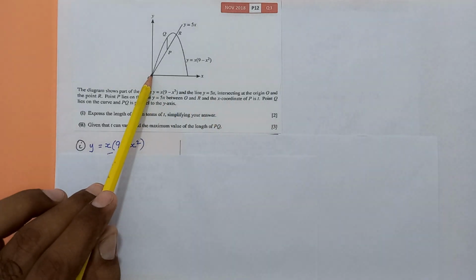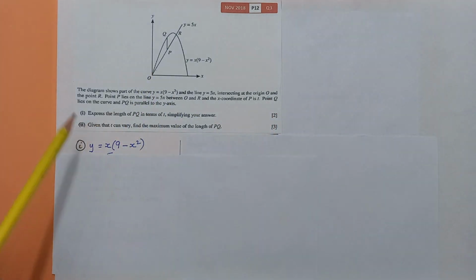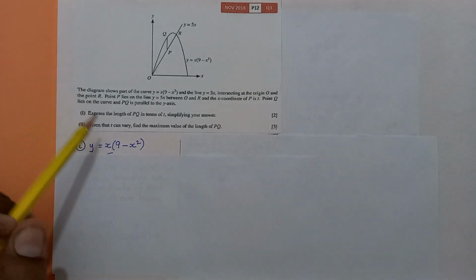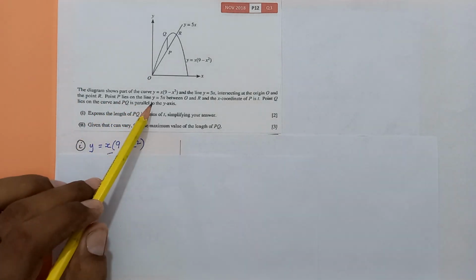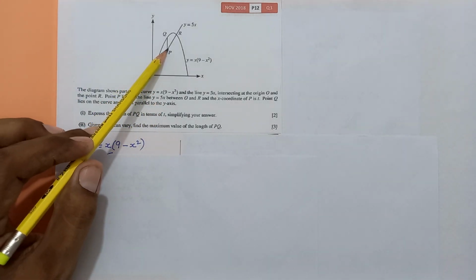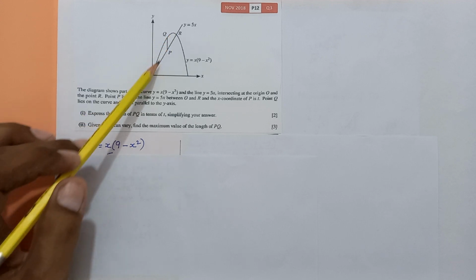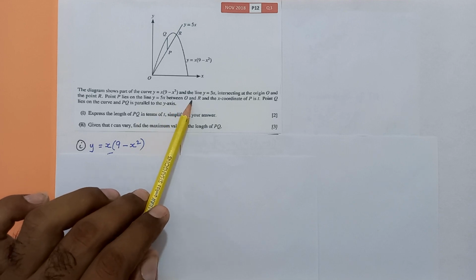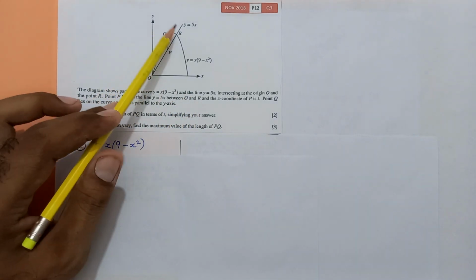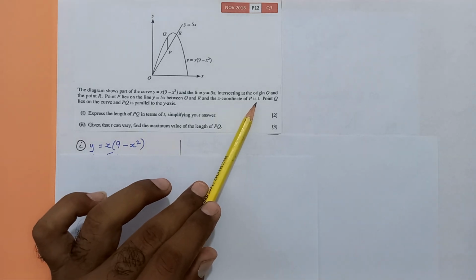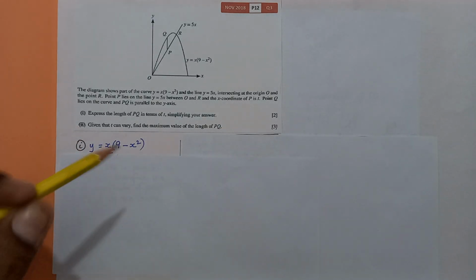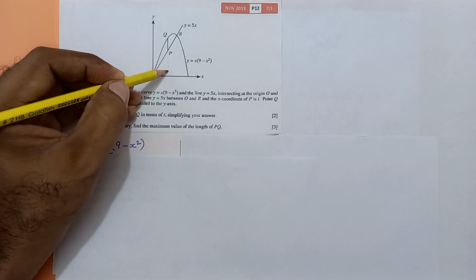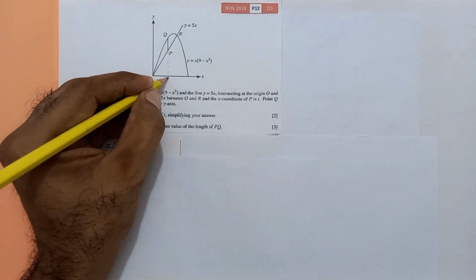Yes, we can see they are intersecting at the origin and the point R. Point P lies on the straight line y equals 5x between O and R, and the x coordinate of P is t. That means if I draw a line from here, the x coordinate of P is t.